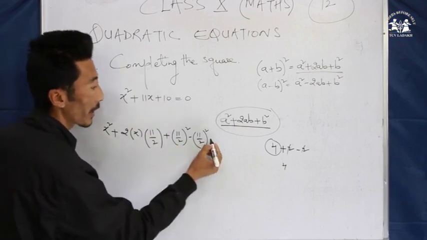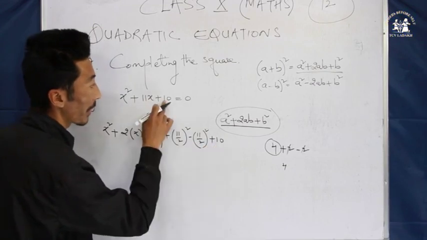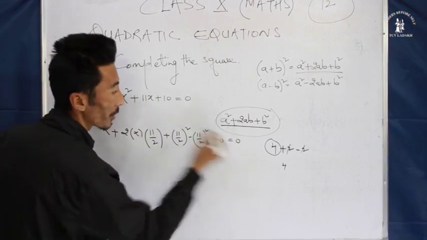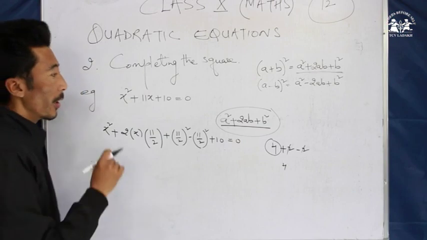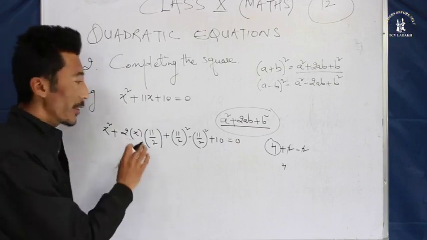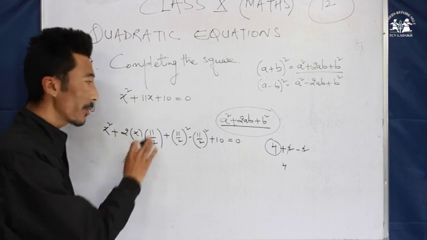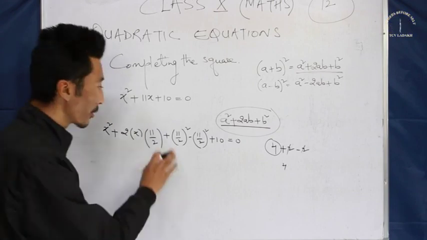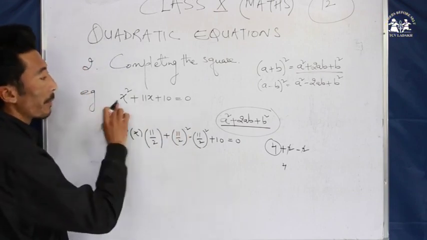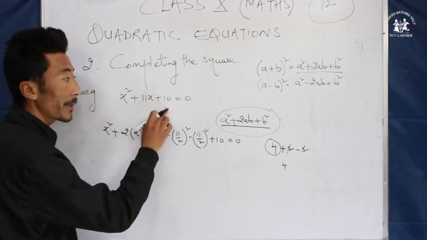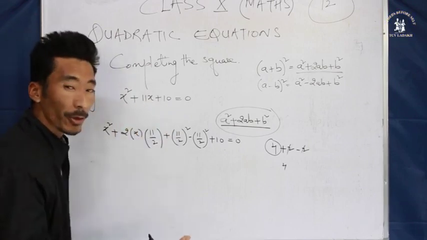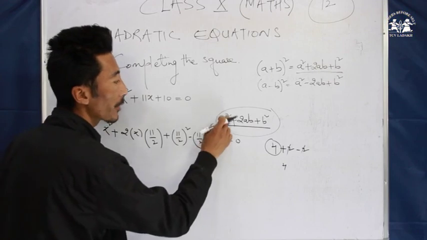Plus 10 equals to 0, so the answer. The completing the square method. In the quadratic equation, the expanded form is a square plus 2ab plus b square.